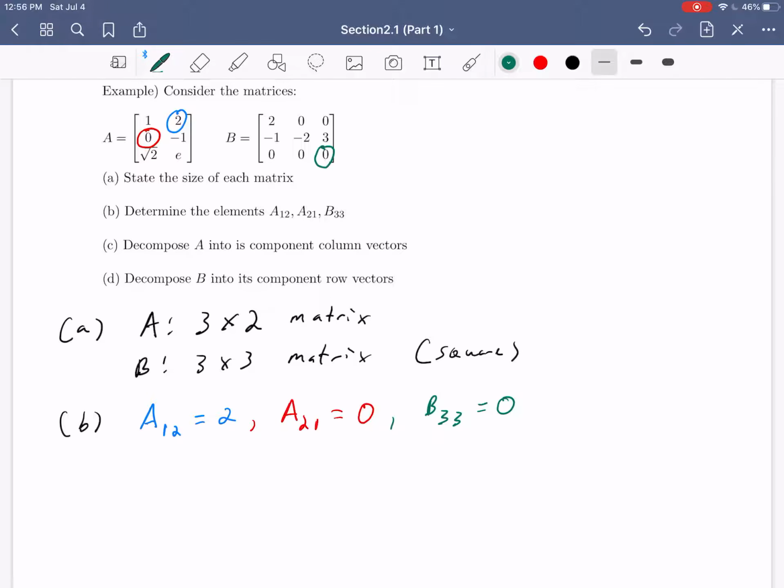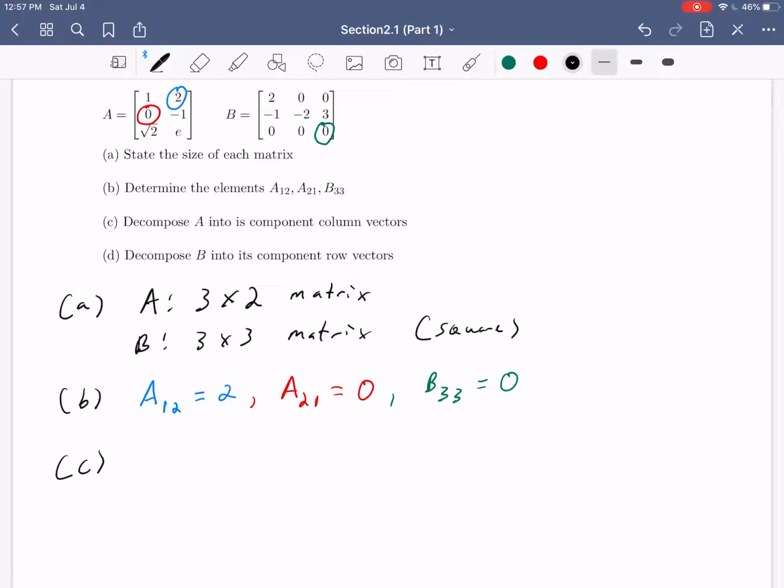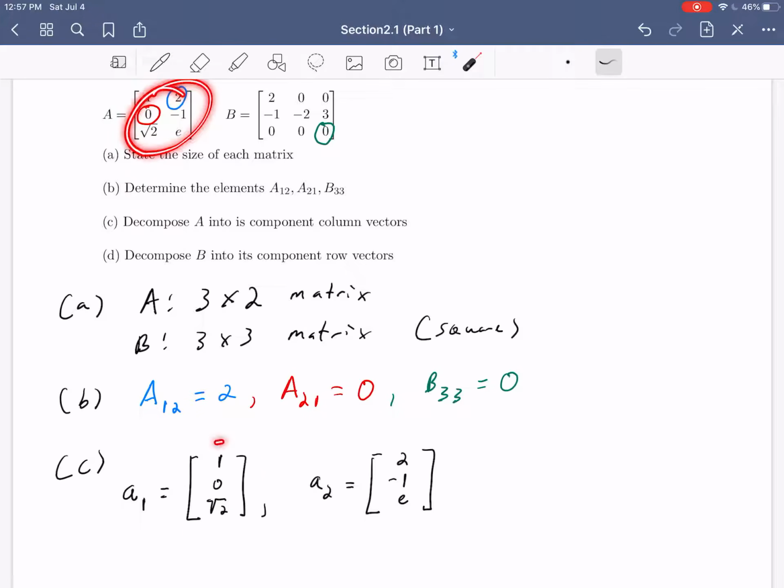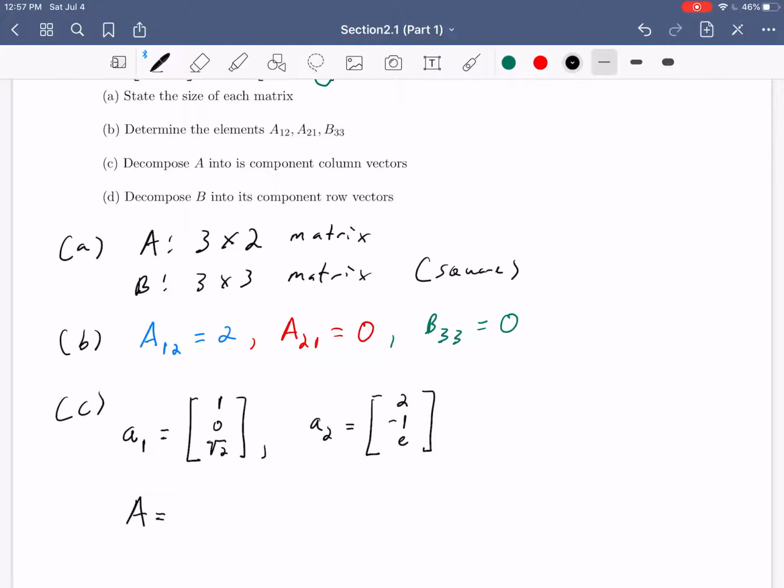All right, let's talk about the component column vectors for A. We went back a little too far. There's 0 there. So we can call those sort of A1. Hard to bold it while writing there, but we can call this A1, which would be 1, 0, root 2. That's its first column, and A2 would be 2, -1, e. So we can think about A as being made up of these two column vectors. Notice then that we could say that A, capital A, is equivalent to A1, A2.